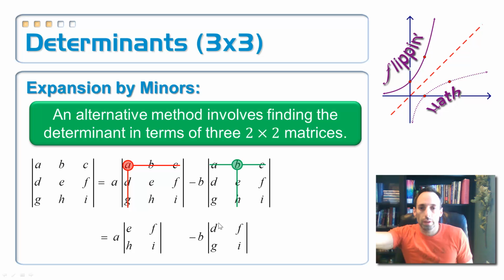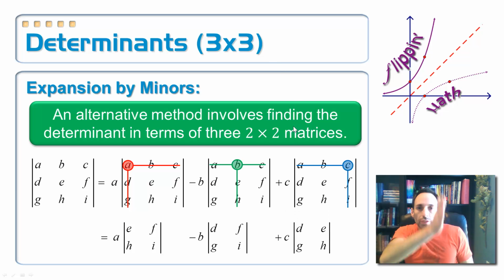I did a plus, I did a minus, the next one's going to be a plus, and I'm going to pull out the c. So plus c, cross out the row, cross out the column that c is a part of, it leaves you with a 2 by 2, d, g, e, f. Then find that 2 by 2 determinant.